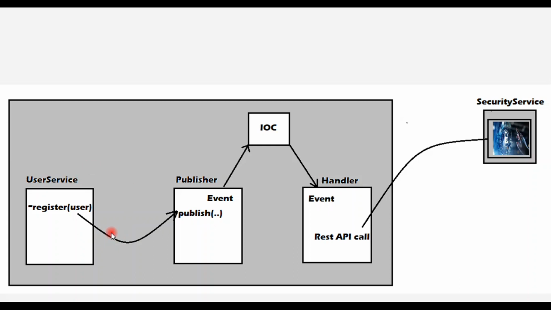So this is the application we are going to implement. Here we are having one auditing service, security audit service. We are having the user service. Then user service is having one register method. So that register method is like whenever any user registers successfully, then we will publish an event. Then the publisher will send that event to the IOC container. Then IOC container will send that event to the handler method. Then whenever we get that event, we will call a REST endpoint. Then we will send the data to the security service.